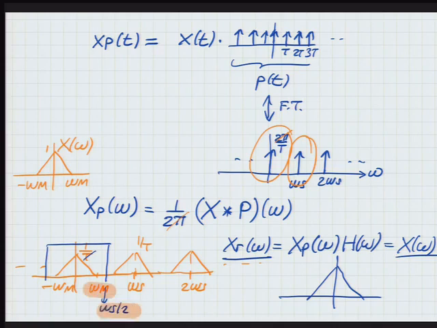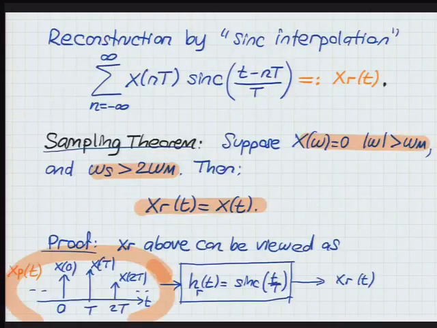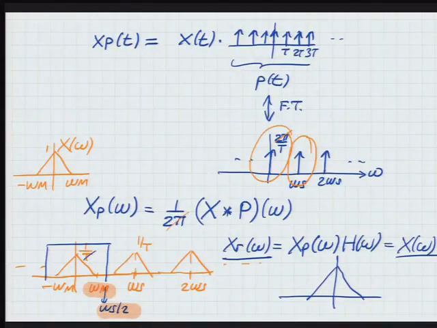I cut it off at omega s over 2, and somehow that was bigger than omega m, right? And that's the whole point of this assumption in the sampling theorem, that omega s is bigger than 2 omega m. Therefore, the cutoff frequency of our low-pass filter, omega s by 2, is bigger than omega m. So we did not hurt the original signal at all. All right? So that's where the sampling theorem comes from. Yes?